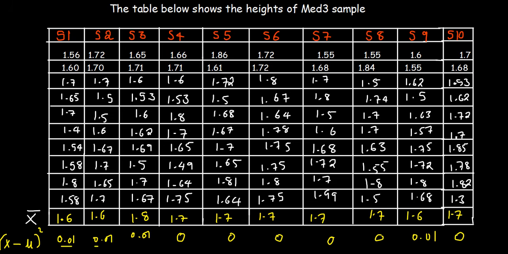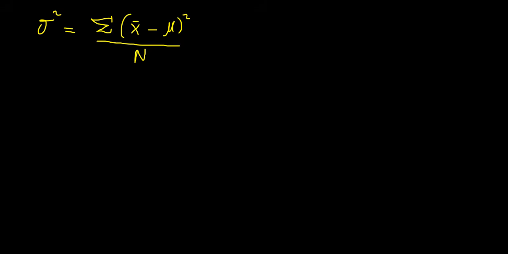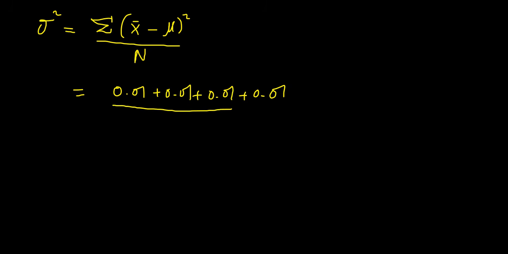So we'll simply add these terms. 0.01, 0.01, 0.01, 0.01. How many are they? There are 4 of them. Remember, it is the sum of the mean minus mu squared. So we have 0.01, another 0.01, another 0.01, another 0.01. How many? 1, 2, 3, 4. And then we have zeros, negligible, right? And then divided by how many there are all together?